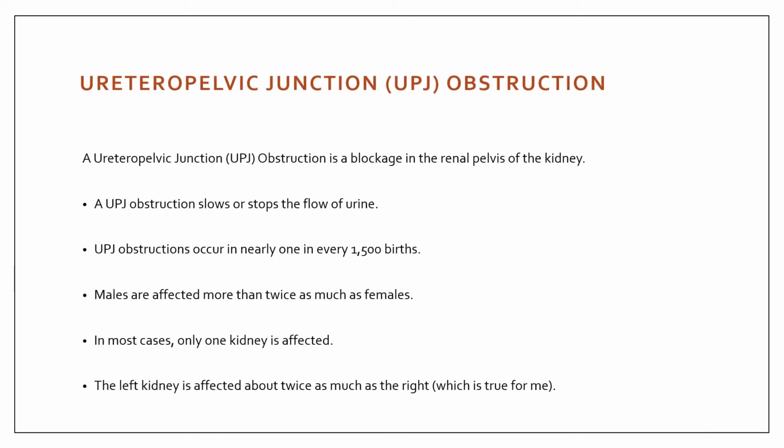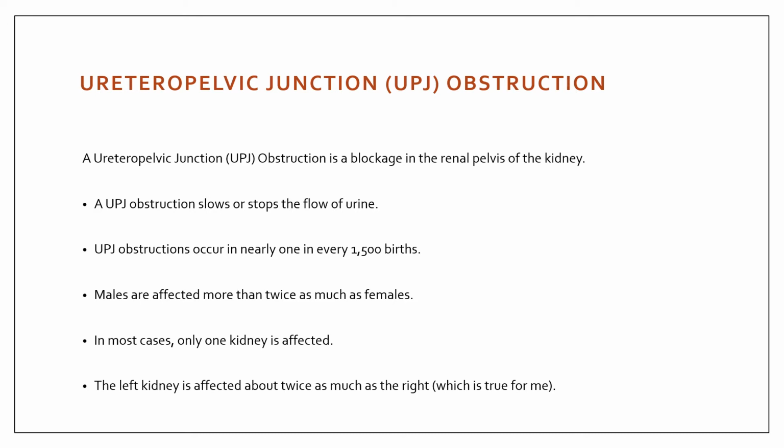A UPJ obstruction is not necessarily a kidney disease. However, it is a kidney complication where if it's extreme enough and it's left untreated, it can lead to complete failure of the kidney. The UPJ obstruction is a blockage in the renal pelvis of the kidney. The renal pelvis is a funnel that collects urine, which then drains from the kidney to the bladder via the ureter. And the ureter is just that tube that does the transportation of that urine.